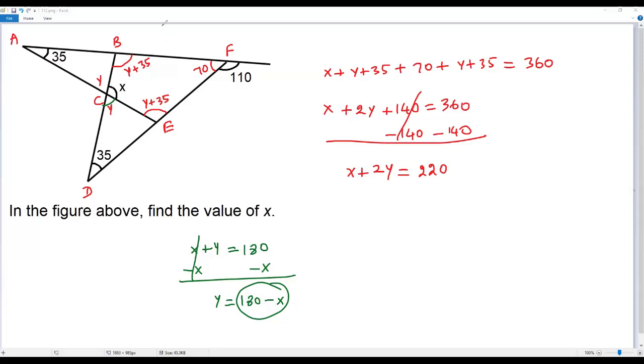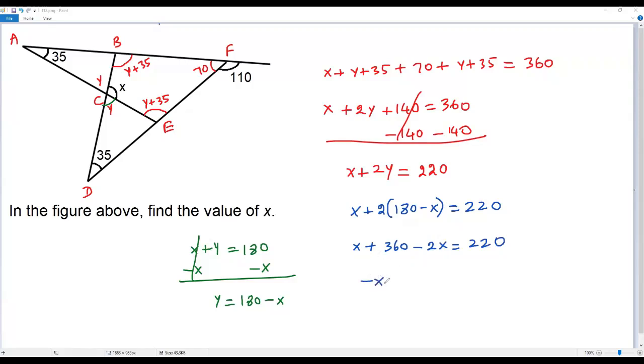Now let me continue. x + 2 times (180 minus x) equals 220. Now let's distribute the 2 to 180 and x. Distributing the 2 to 180, I get 360, and distributing the 2 to negative x, I get negative 2x. So x + 360 - 2x equals 220. Now let's combine x and negative 2x. I'm getting negative x + 360 equals 220. To solve for x, I have to get rid of this positive 360, so I subtract 360 from both sides. Then it cancels out, and when I simplify I get negative 140.